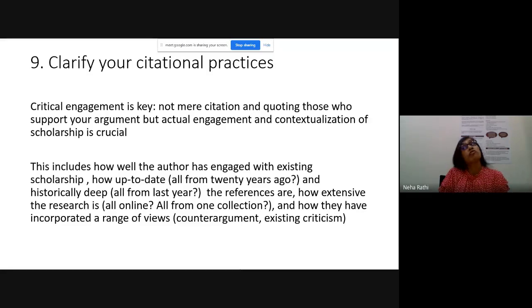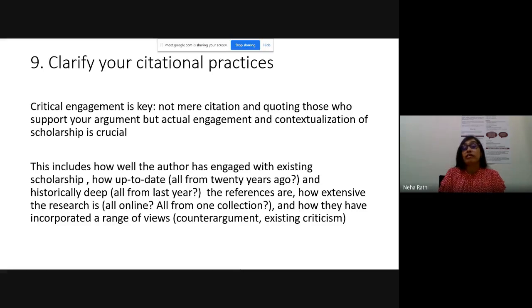How up to date are they? Are they all from 20 years ago? Are they all old citations, historically deep, or are they from the last year? I always recommend a mixed bag. Of course, when you do searching, if you just go to Google Scholar, they ask you to select that timeline. You want articles from 2018 to 2020. I think it's the same for other database portals also, like PubMed. You can put in the years. So I would say it should always be a mix. You should have something which has been done 10 or 15 years ago, and what has been done in the last 2 or 3 years.